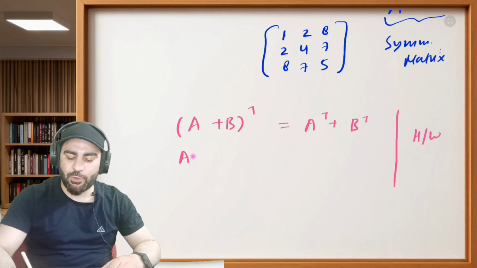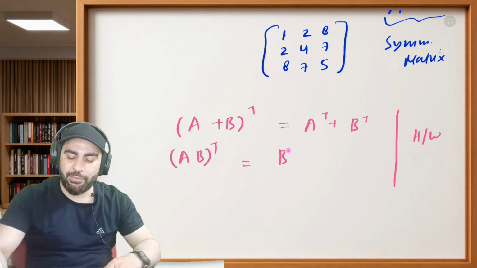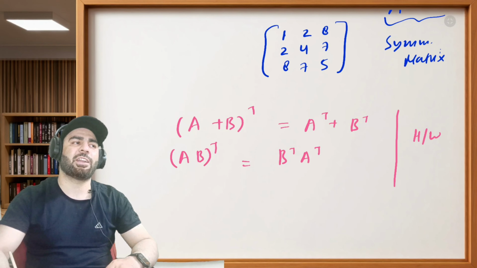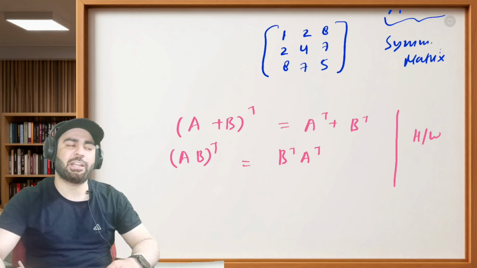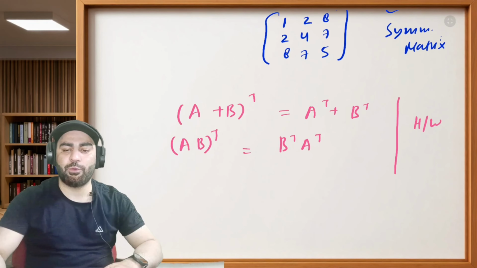If you have the product (AB) transpose, what will happen is it reverses the order. You will have B transpose A transpose. You can numerically check it, or we have also learnt about addition and multiplication. What is the meaning of that? You can also use your intuition and prove it pictorially.